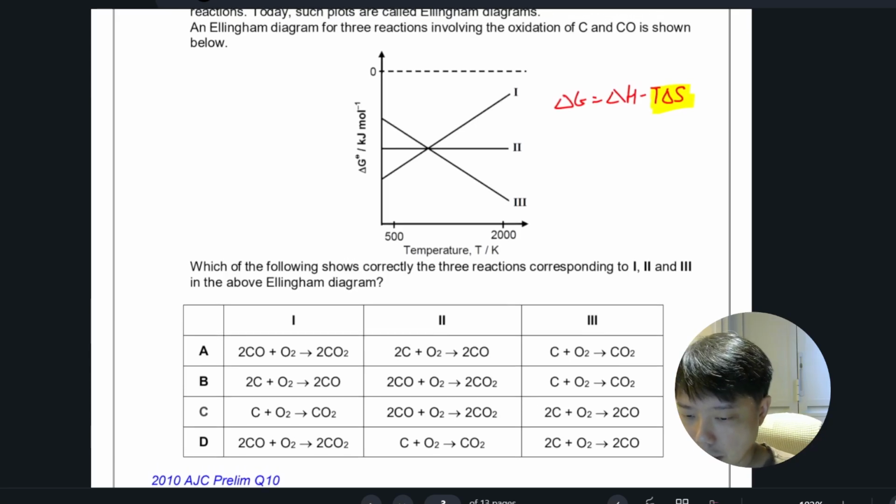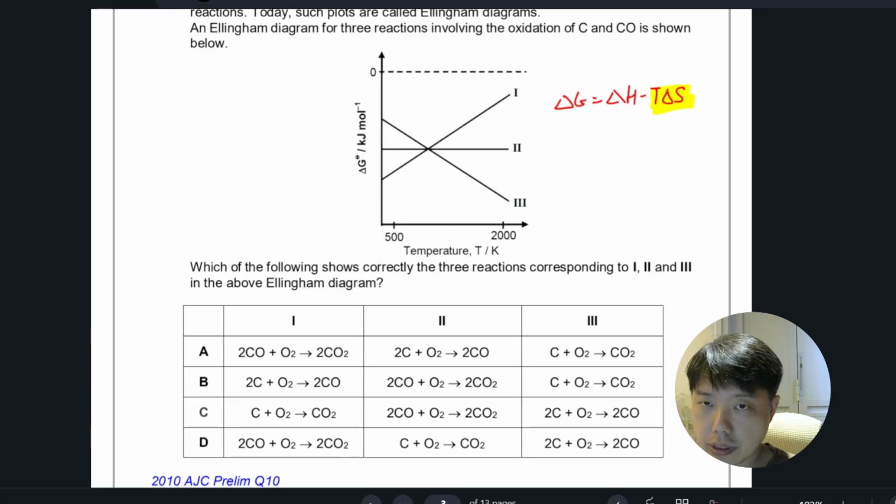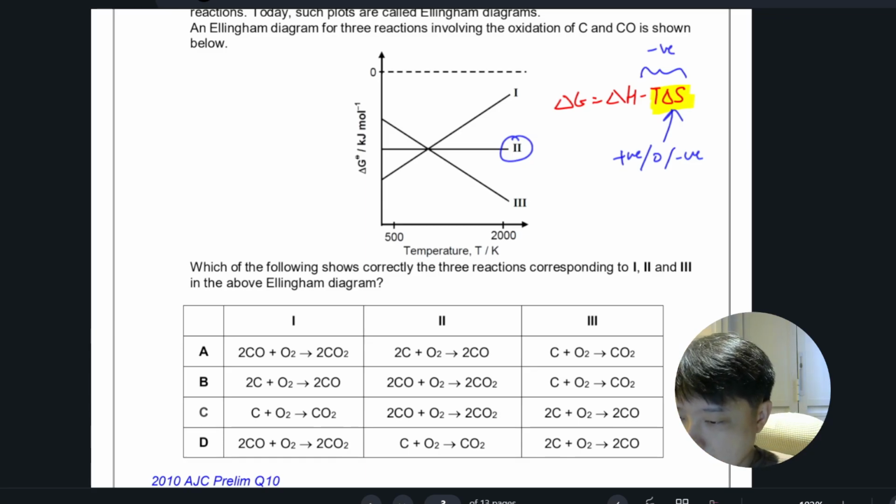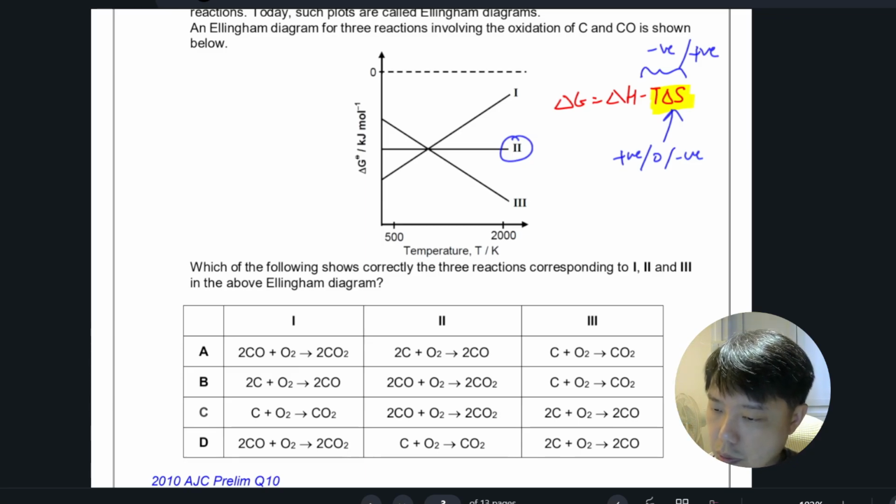Okay, so this question, how do you want to solve it? You need to look at all the options A, B, C, and D. Basically, find out if delta S is going to be a positive number, zero, or a negative number. Because if it is a positive number, the whole term becomes negative. If it is zero, the whole term will be flat, so it will look like line number 2. And if it's negative, the whole term will then become positive, which means that it will be an increasing Gibbs free energy.